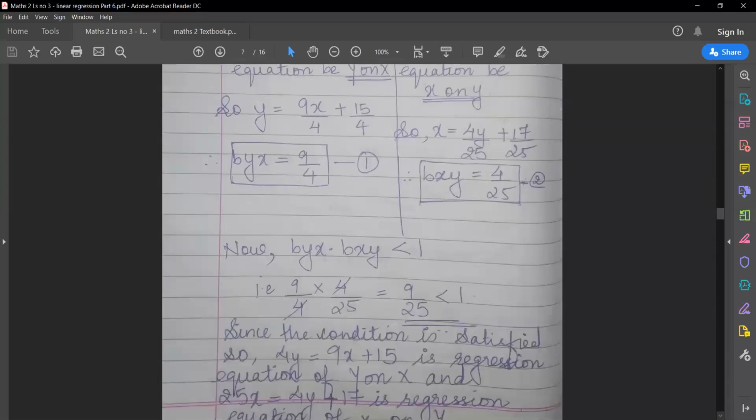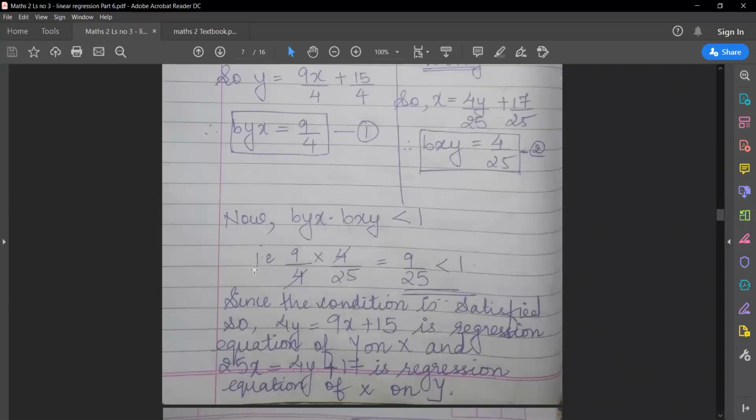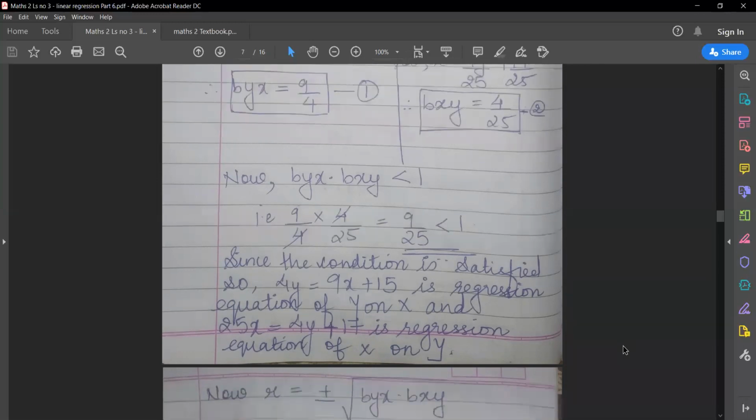Now you will check for the condition. So byx into bxy should be less than 1. As you can all see, the answer is 9 by 25, which will give you 0 point something. So that is less than 1. Since the condition is satisfied, we'll say that the first equation 4y is equal to 9x plus 15 is the regression equation of y on x, and 25x is equal to 4y plus 17 is the regression equation of x on y. So this condition checking is very, very, very important.